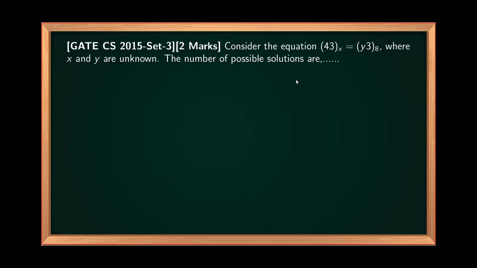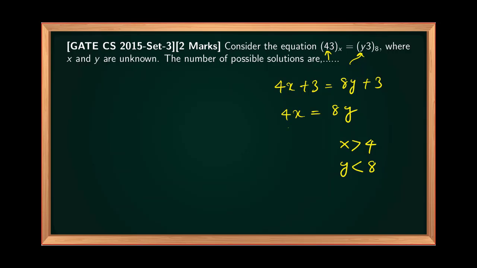The number of possible solutions, converting into decimal: 4x plus 3 equals 8y plus 3, which implies 4x equals 8y. I have a few restrictions here. X should be greater than 4 because I have used 4 as a symbol in base x. And in the second case, I have used y in base 8 as a symbol, so y should be less than 8. And 4x should be equal to 8y.